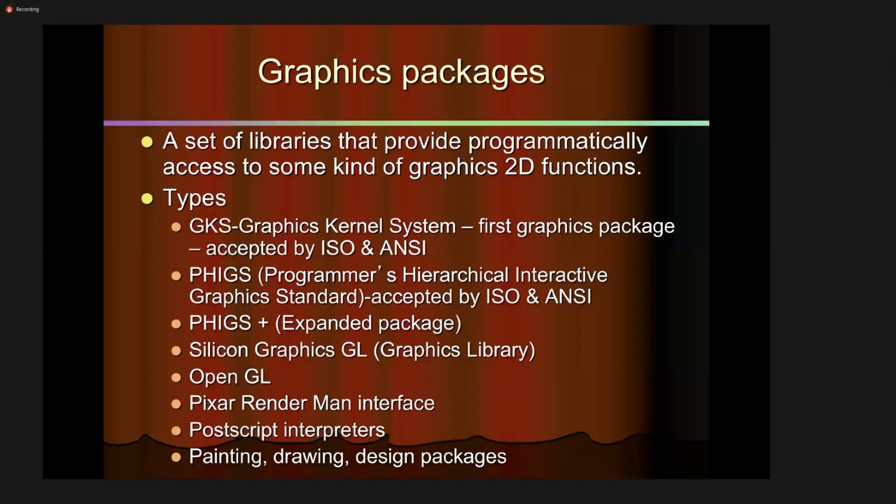There are some graphical packages available, a set of libraries that provide programmatic access to some kind of 2D graphics functions, like the Graphical Kernel System, PHIGS, and Silicon Graphics libraries. These are programming libraries, and they give the necessary tools for programming the graphical environment. For example, OpenGL is available within most of the graphical packages as a supporting library.